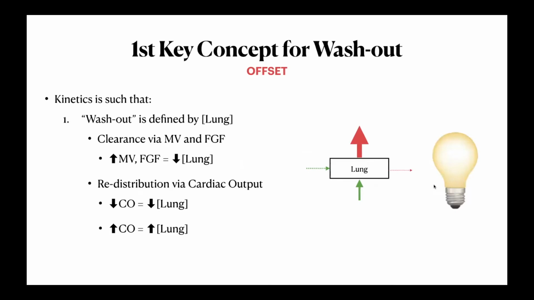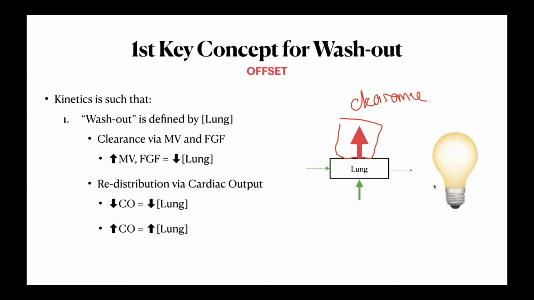So in summary, the first key concept for washout is that kinetics is such that washout, rightly or wrongly, is defined by what's happening in the lung, the concentration in the lung. And the clearance that occurs from the lung is via minute ventilation and your fresh gas flow. So if you increase your minute ventilation and increase your fresh gas flow, you decrease the concentration in the lung, and that's represented by here. So that's your clearance.